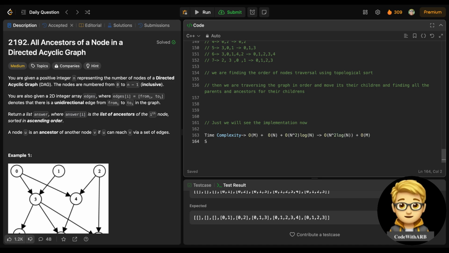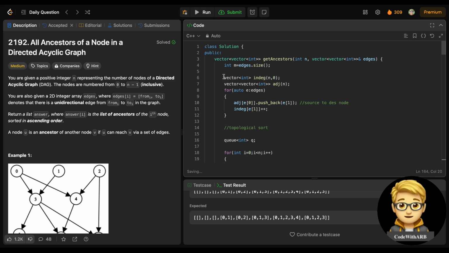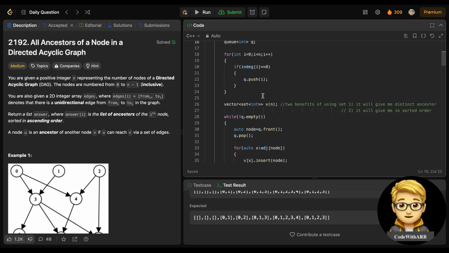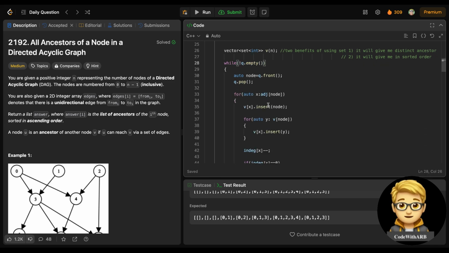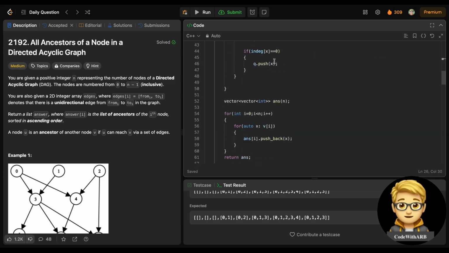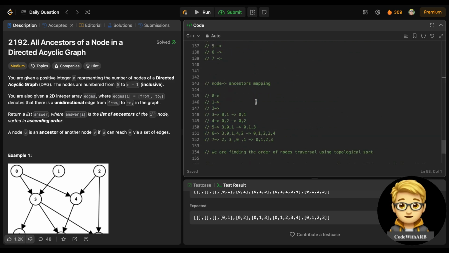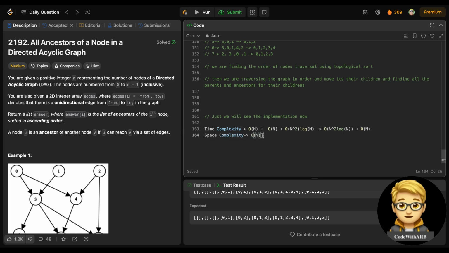This is the time complexity, and the space complexity is also much larger. We have taken in-degree O of n, then the adjacency list, which can take O of n squared. Then the queue data structure takes O of n, the set can take O of n square, and the answer O of n square. So ultimately you can write it as O of n square, which would be the space complexity for this problem.